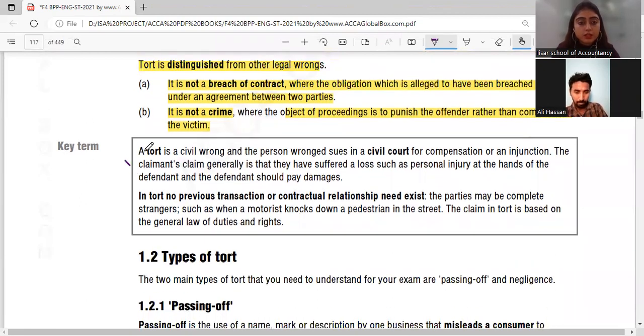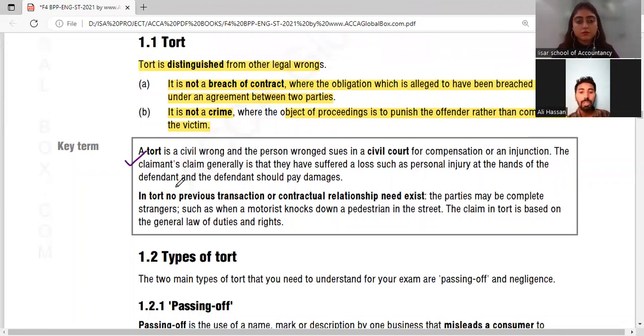Please read this box as well. Sure. A tort is a civil wrong and the person wronged sues in civil court for compensation or an injunction. The claimant generally is that they suffered a loss such as personal injury at the hands of the defendant, and the defendant should pay damages. In tort, no previous transaction or contractual relationship need exist. The parties may be compensated for injuries such as when a motorist knocks a pedestrian in the street. The claim in tort is based in the general law of duties and rights.